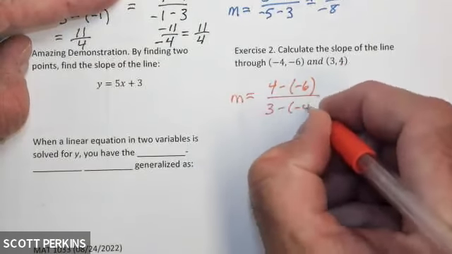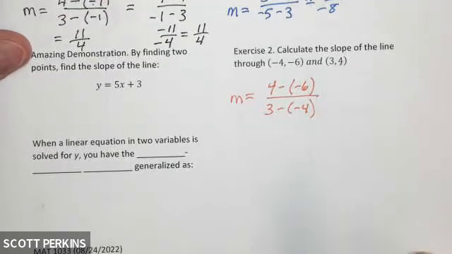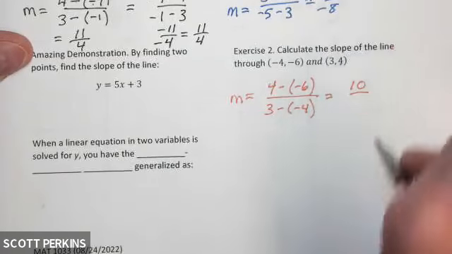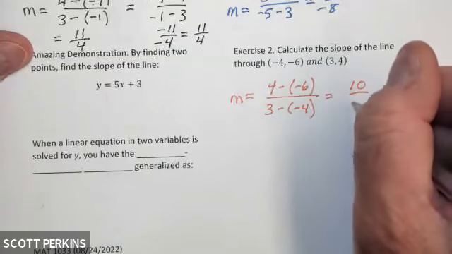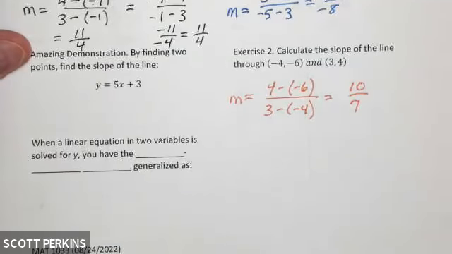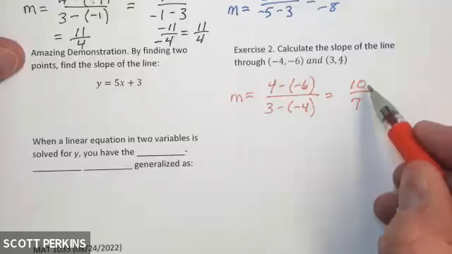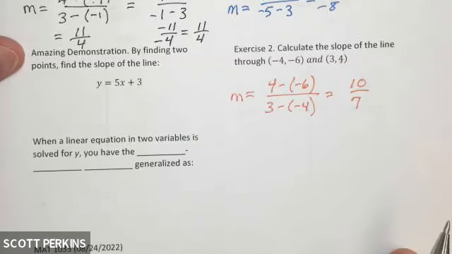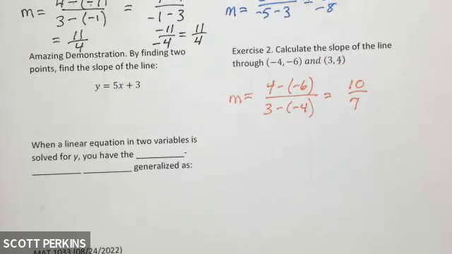Excellent. Appreciate that. 3 minus -4. Well said. And so 4 minus -6, that becomes 4 plus 6. That's 10 in the top. 3 minus -4 is 3 plus 4, or 7 in the bottom. So 10 over 7. My line is going 10 units in the y direction for every 7 units in the x direction. We doing okay?